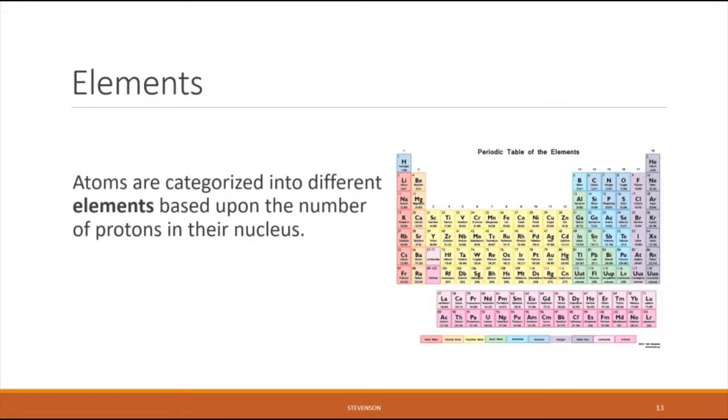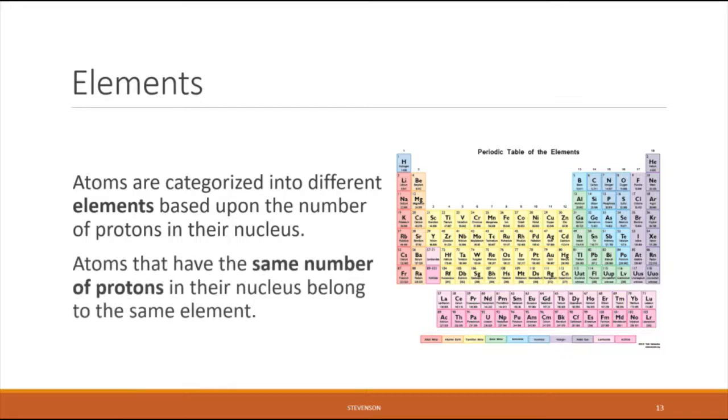Now that we have an understanding of what an atom is, we can talk about another related concept, which is that of an element. So all the atoms in the universe are categorized into different groups that are called elements based upon the number of protons that are found in the nucleus. Atoms that have the same number of protons in their nucleus are said to belong to the same category, and that category is considered one particular type of chemical element.